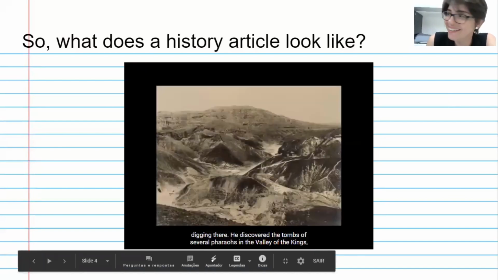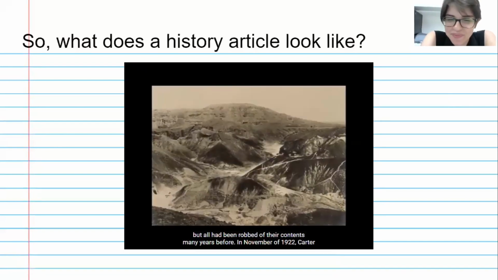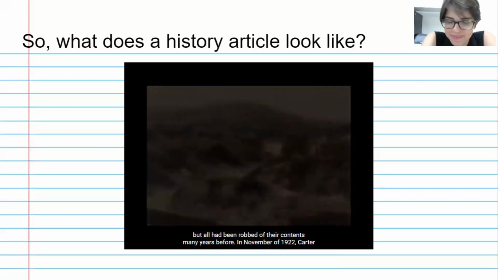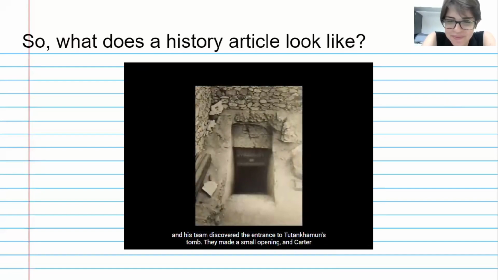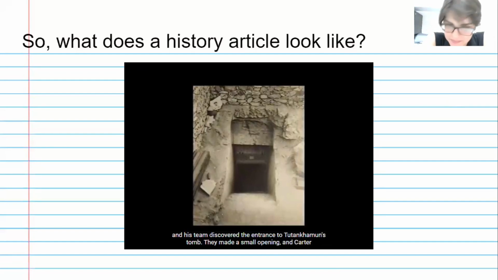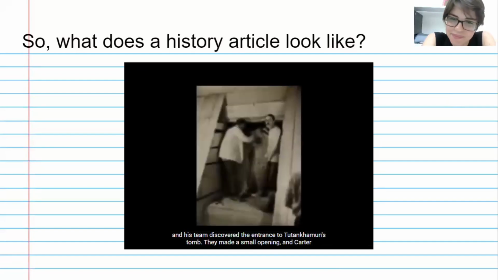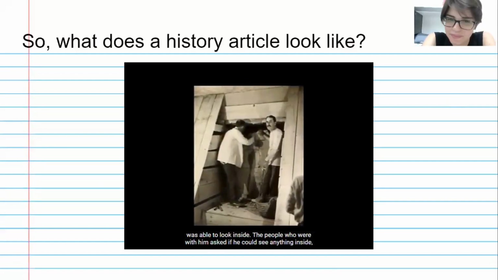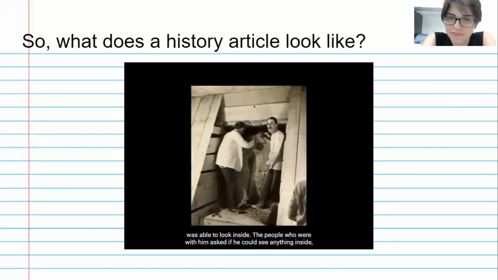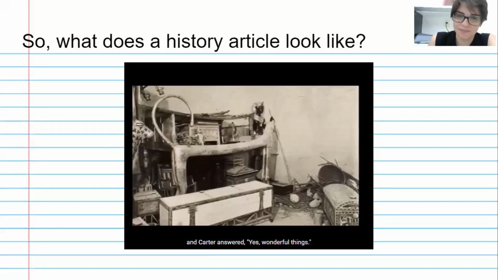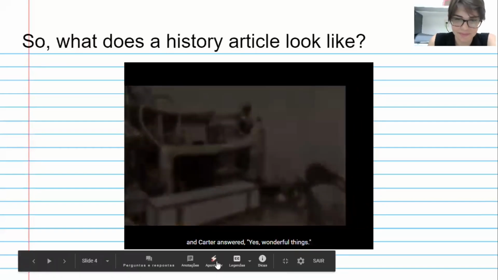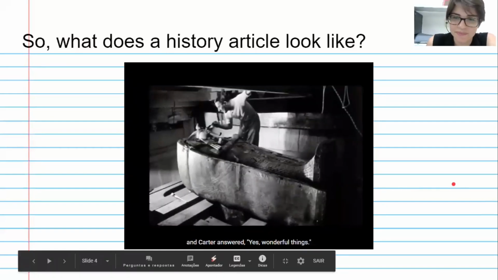In the Valley of the Kings, but all had been robbed of their contents many years before. In November of 1922, Carter and his team discovered the entrance to Tutankhamun's tomb. They made a small opening, and Carter was able to look inside. The people who were with him asked if he could see anything inside, and Carter answered, "Yes, wonderful things."